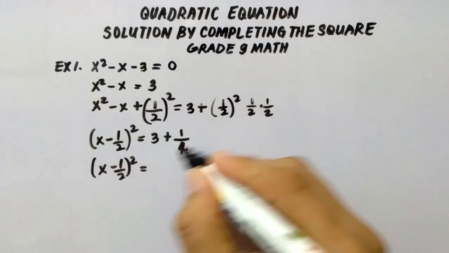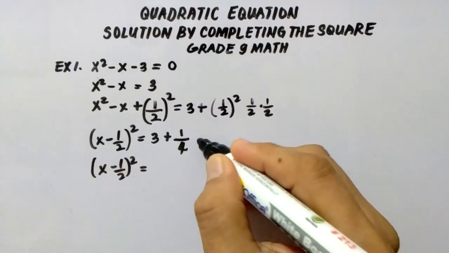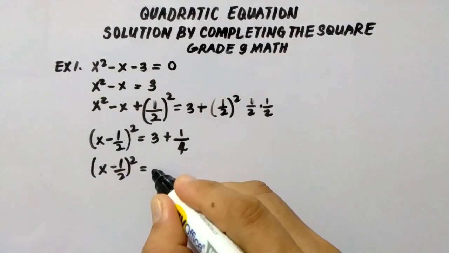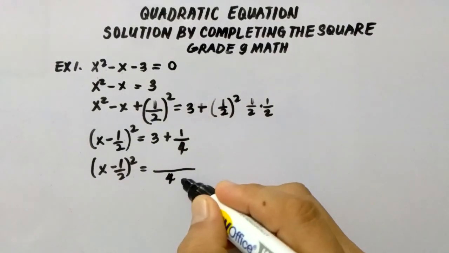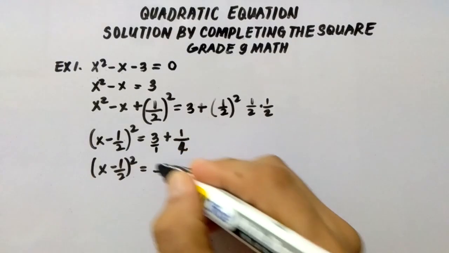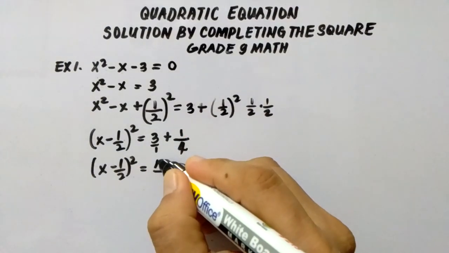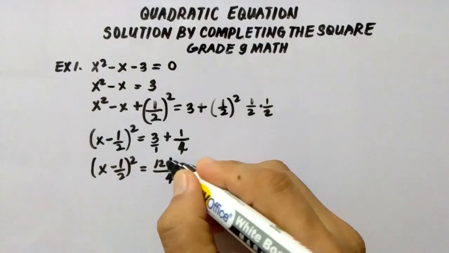Okay, so i-transform po natin ito into a single fraction. Okay, so gamitin po natin ito na least common denominator. So we have 4, least common denominator. So may 1 po yan dito. So 4 divided by 1 is 4 times 3, that is 12. Then copy the plus sign.